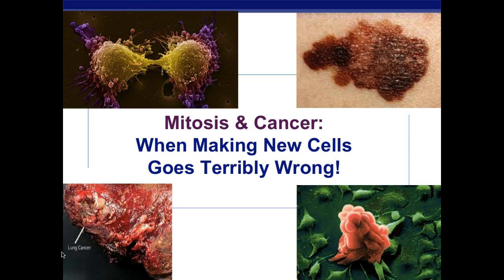Mitosis in cancer. So this is when new cells go terribly wrong. So we have these stop and go checkpoints that allow for our cells to grow properly, but sometimes there can be a little haywire, and this can lead to cancer.